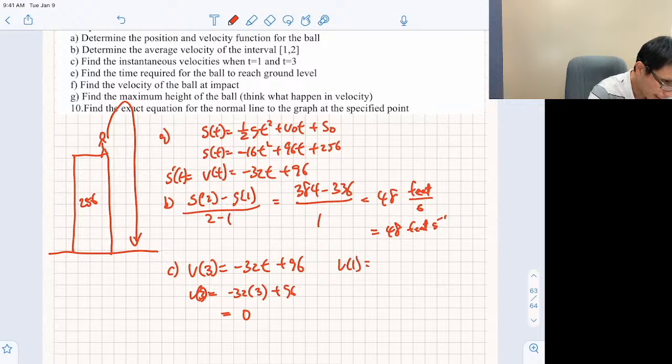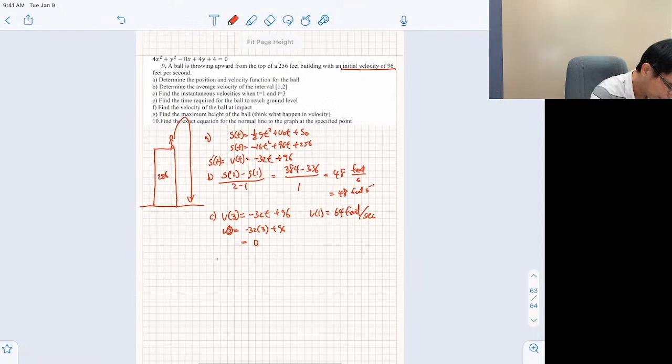So v of 1 is going to be what? 64 feet per second, right? Does that make sense? Okay, so that's C. Let's go to answer D. Well, did I skip D? Yeah. Let's do E then.